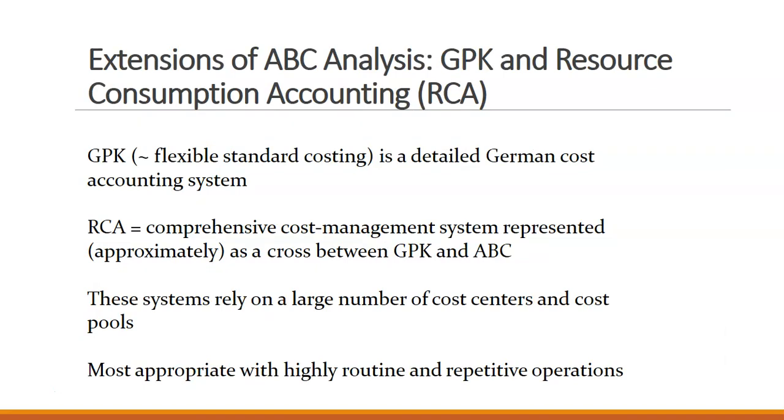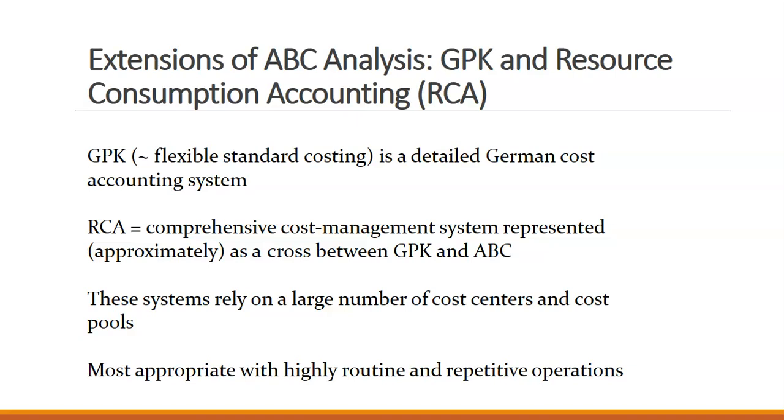There are also other types of accounting methods that are used in some areas. So we have a detailed German cost accounting system that is called GPK. This is a flexible standard costing system that goes beyond the standard costing systems that we use here. We also have RCA, which is resource consumption accounting. This is a cross between the German cost accounting system and activity-based accounting.